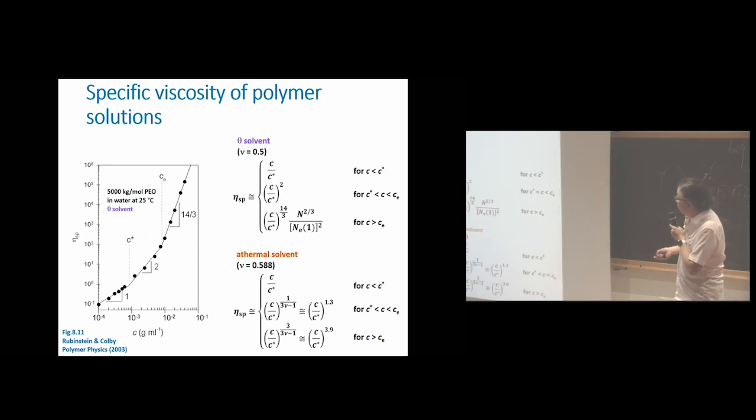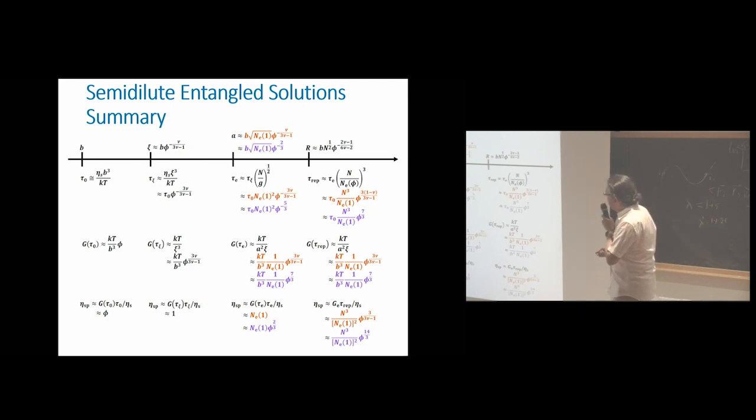Then for the specific viscosity, you have a different concentration dependence for dilute solution, semi-dilute unentangled solution, and semi-dilute entangled solution, for theta solvent and a thermal solvent. Okay, to summarize everything, in the entangled solutions you have 4 different length scales: monomer size b, correlation length xi, tube diameter a, and chain size R. For each, you can have a characteristic relaxation time, modulus, and viscosity. I didn't show you these viscosities, but basically the specific viscosity is the product of modulus and relaxation time divided by solution viscosity. We will use that later.